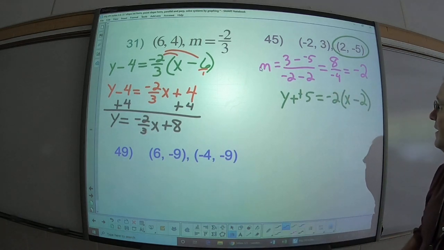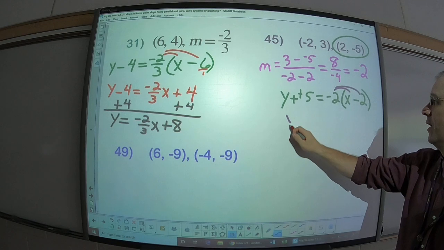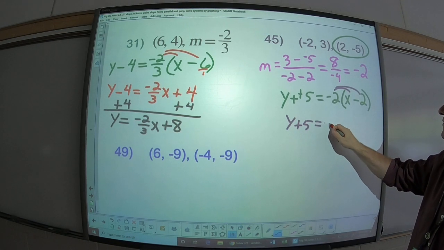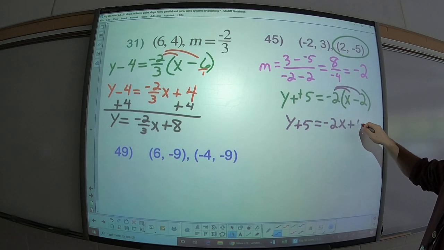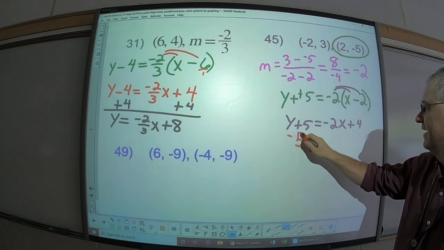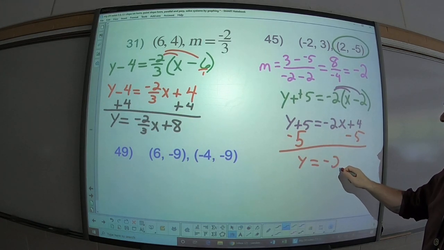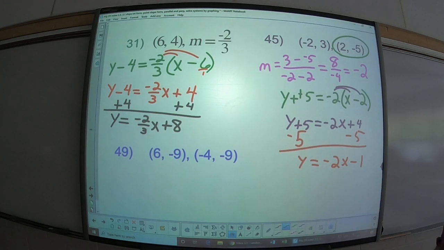I can go ahead and distribute here. I'm going to distribute the negative 2: y plus 5 equals negative 2x plus 4. And we'll finish it off by subtracting 5 from both sides. y equals negative 2x minus 1. So there's my equation of my line.